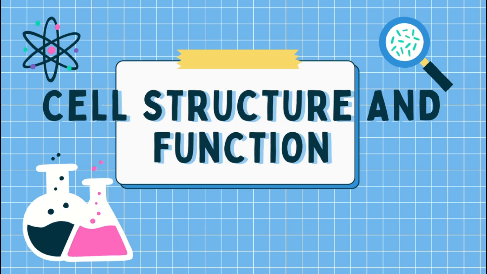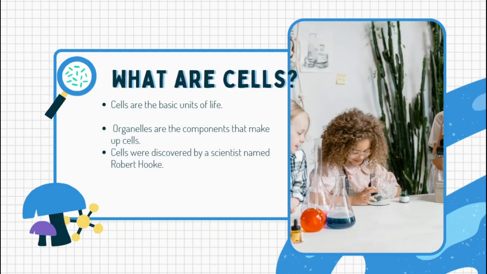So let us begin. We need to talk about what cells are first. In the first video, we mentioned some of this already, but let us mention it all over again. Cells are the basic units of life. Organelles are the components that make up cells. I was also going to mention the cell tenets again.